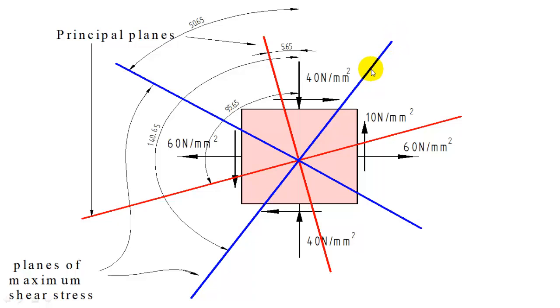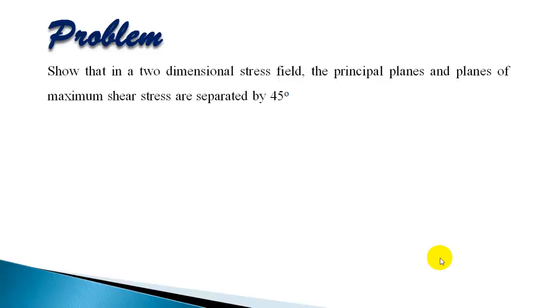So this plane of maximum shear stress is 180 minus 140.65, which will give 39.35. This angle is going to be minus 39.35 since it is measured from the vertical in the clockwise direction. So you can also specify this plane by minus 39.35 degrees. Okay, so let us go to the next example.